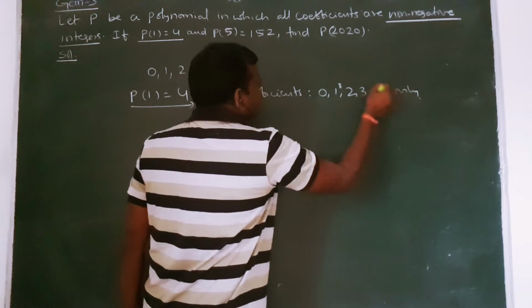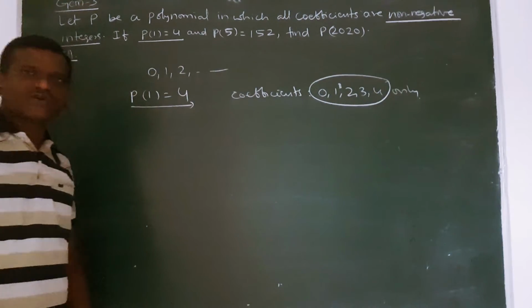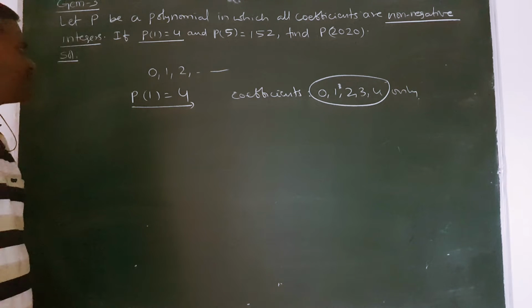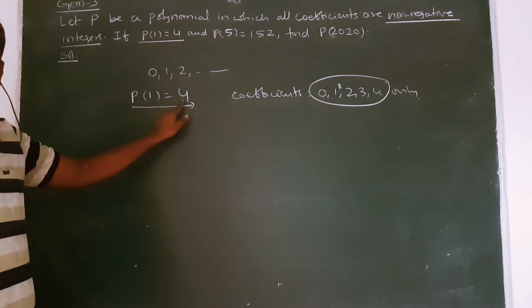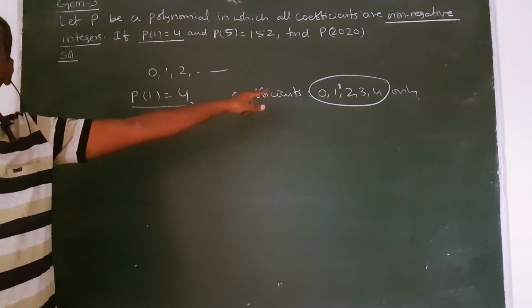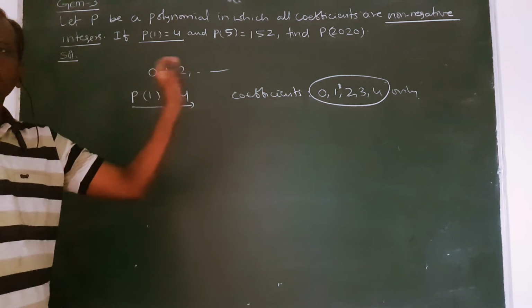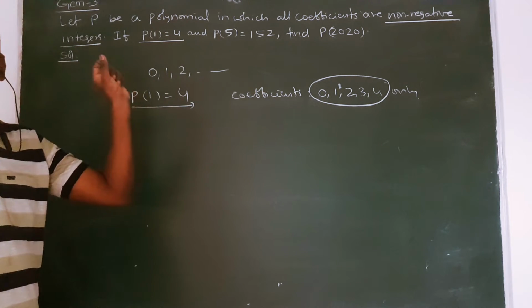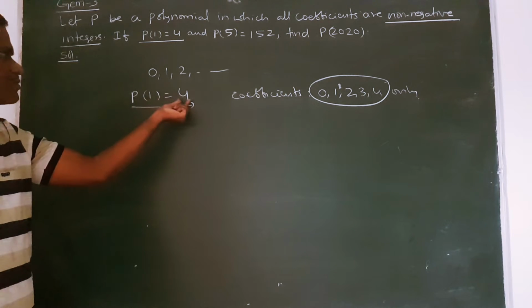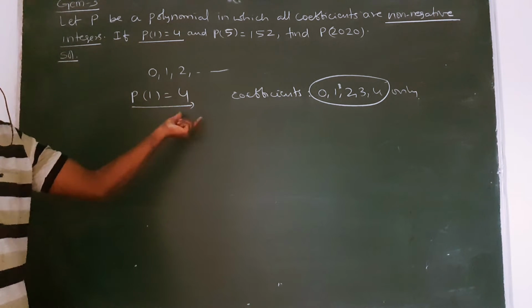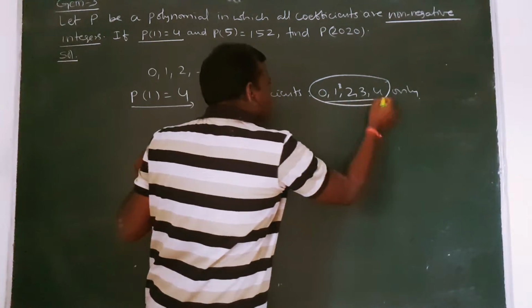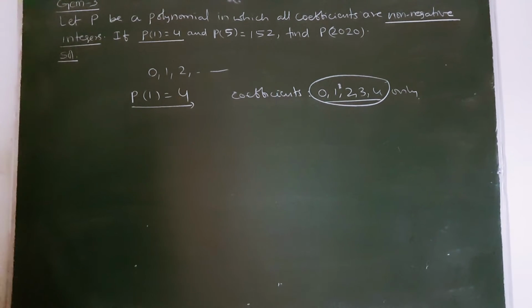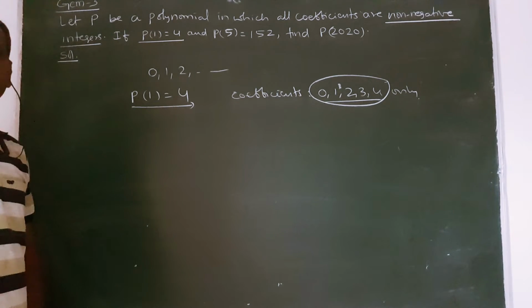Alright? The coefficient should be 0, 1, 2, 3, 4 only. Why? Because P of 1 value is 4. What is the meaning of this? If I substitute 1, I am getting 4 here. Since the coefficients are non-negative, the sum of the coefficients should be 4. So all possible coefficients should be 4 or less than 4 only, not more than 4.